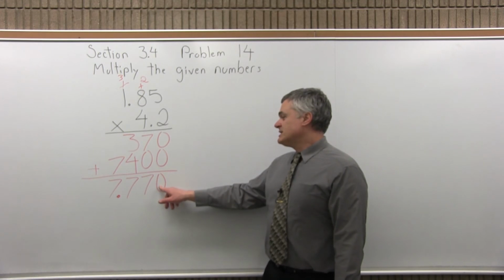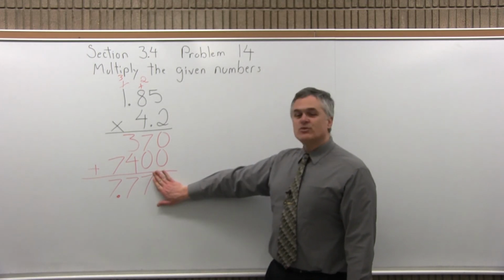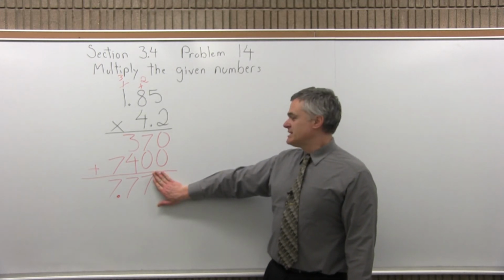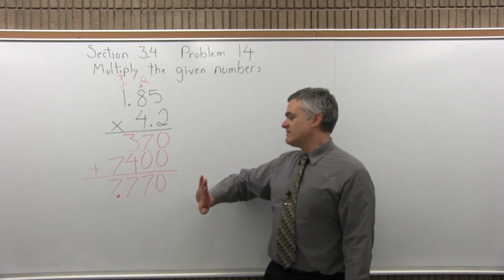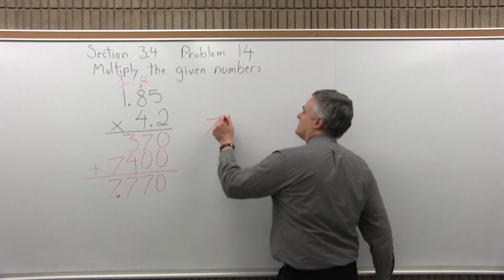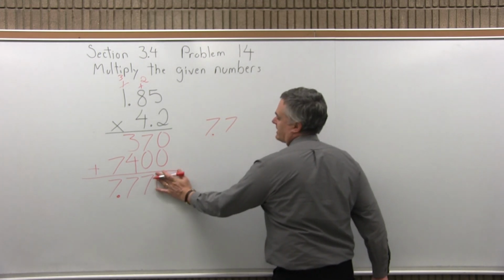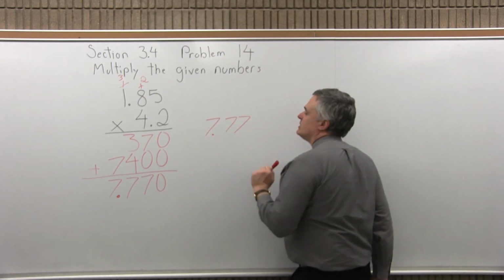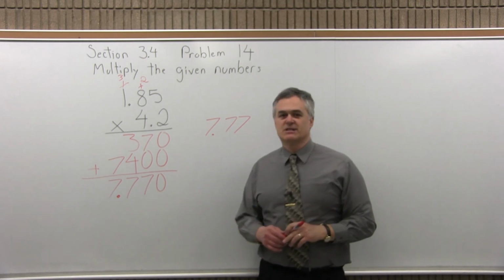Now, with decimals, a 0 on the far right doesn't really need to be written. 7.770 and 7.77, it's the same answer. So a lot of people would just omit the 0 at the end, or if you do it on a calculator, the calculator wouldn't show that 0 in the end. So it's 7.77 is the final answer.